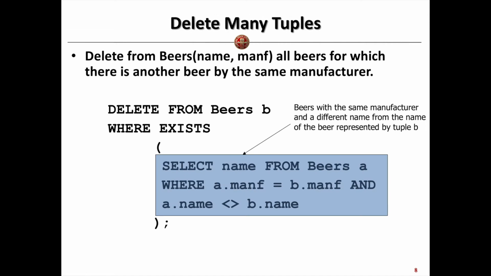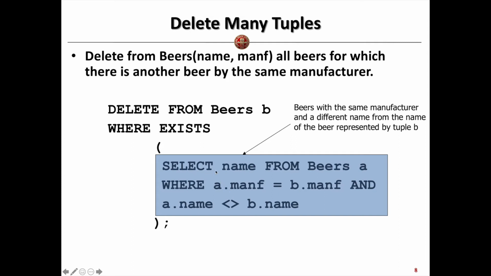Besides this, we can also delete according to some subqueries instead. So for example, we can delete from the Beers table with name, the beer name, and the manufacturer, all the beers for which there is another beer by the same manufacturer. So for beers with the same manufacturer, they will be deleted, right? If we want to do so, then we have to use subqueries to help us. So the first step will be to find all the beers which have some other beers sharing the same manufacturer with them, right? Therefore, we can do so by writing as follows.